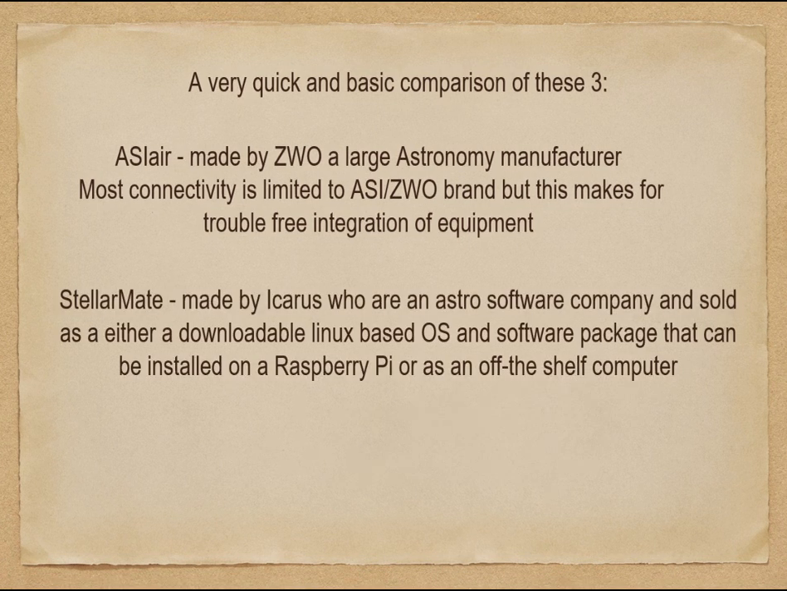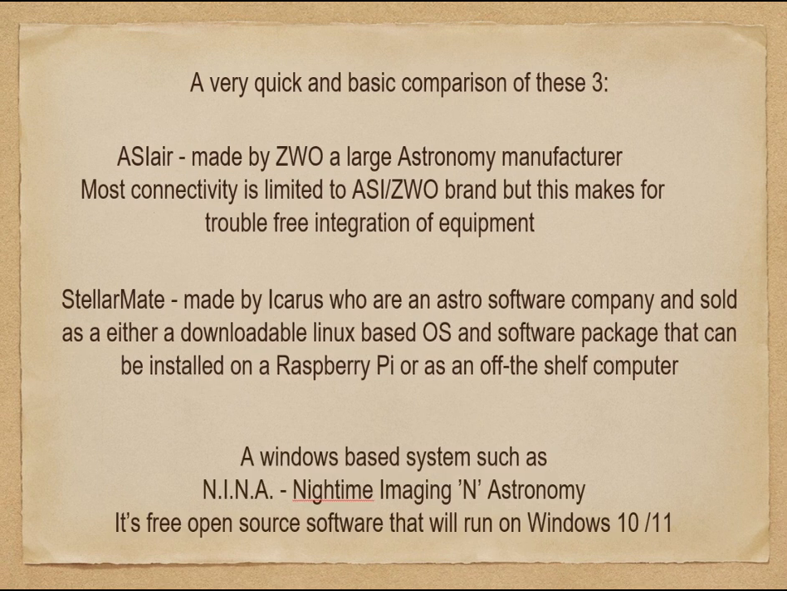In contrast, Stellarmate will connect to almost all astro equipment. It's made by Icarus, who are an astro software company, and it's sold either as a downloadable Linux-based operating system and software package that can be installed on something like a Raspberry Pi, or it can be bought as an off-the-shelf computer with everything installed ready to go. Or you could go for a Windows-based system such as NINA, which is Nighttime Imaging and Astronomy. It's free open source software that will run on any Windows 10 or 11.